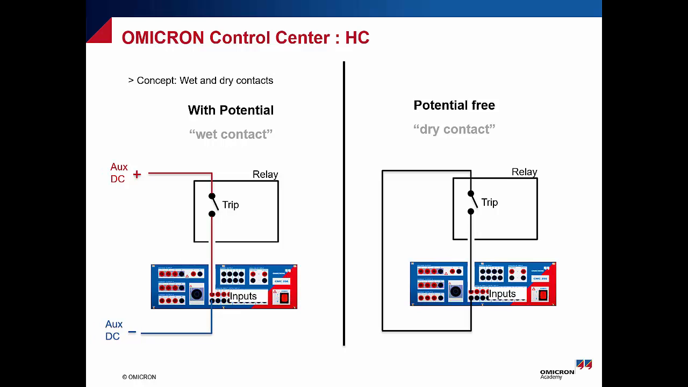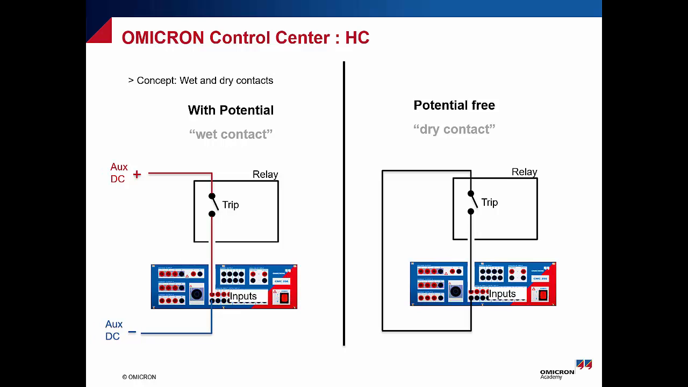Dry contact, we know already that it is a free contact from the relay connected to the CMC, and it will detect the continuity. If it is zero resistance, it means that the contact is closed. If it is open, it means higher resistance. But with a wet contact, which is preferred, why?